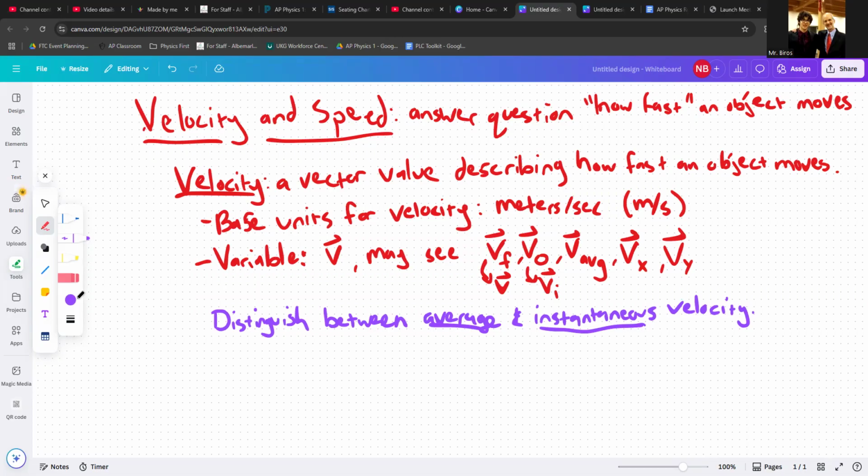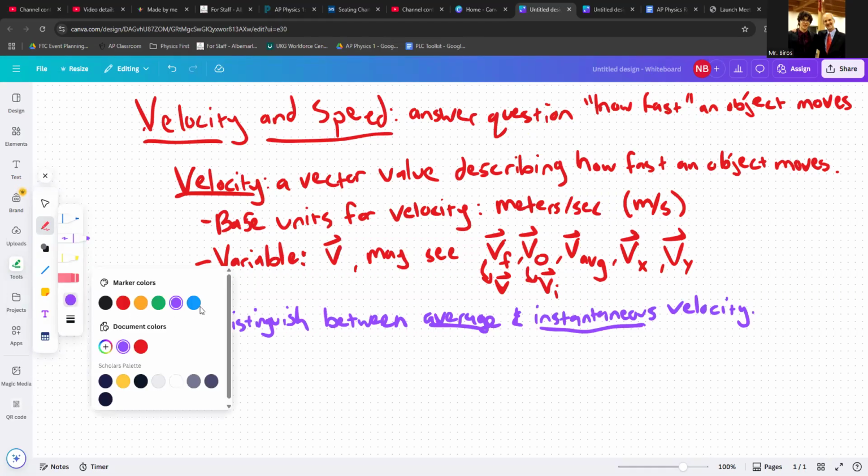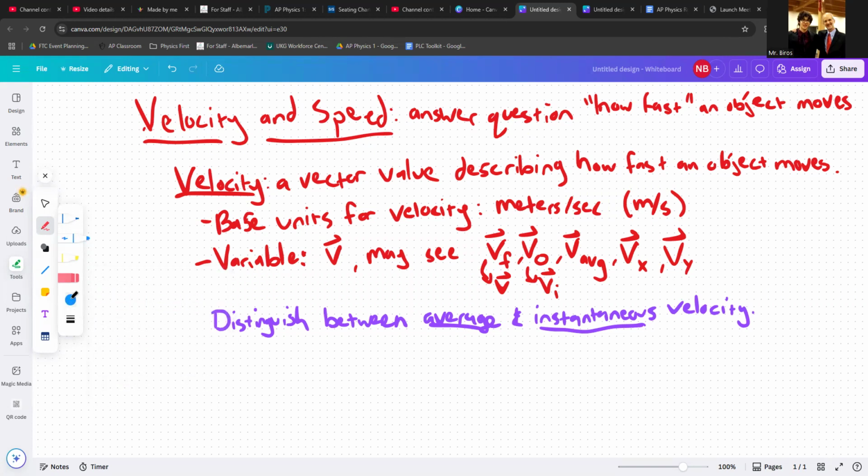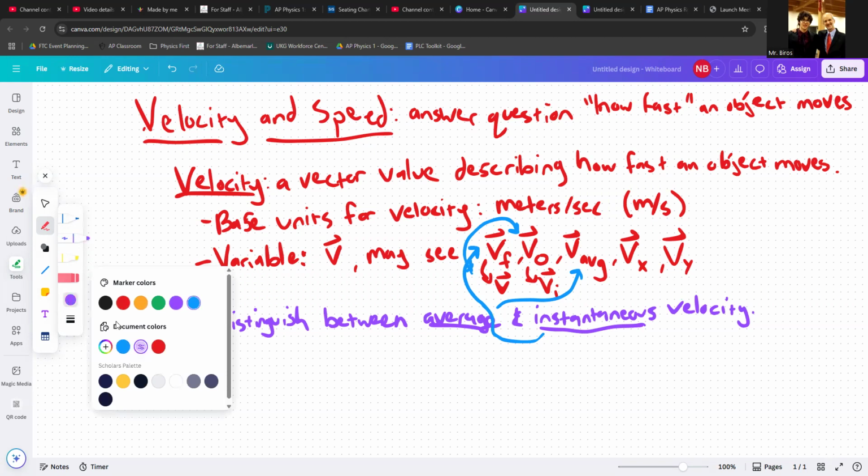So instantaneous, I guess we can do a different color. We'll do some crossover. I didn't order these in the best way, but there's your average velocity, and then I'm going to wind this arrow around here, and these would be your instantaneous. All right, so instantaneous velocities versus average. Cool. Let's define those a little bit, talk about them, and look at some equations.